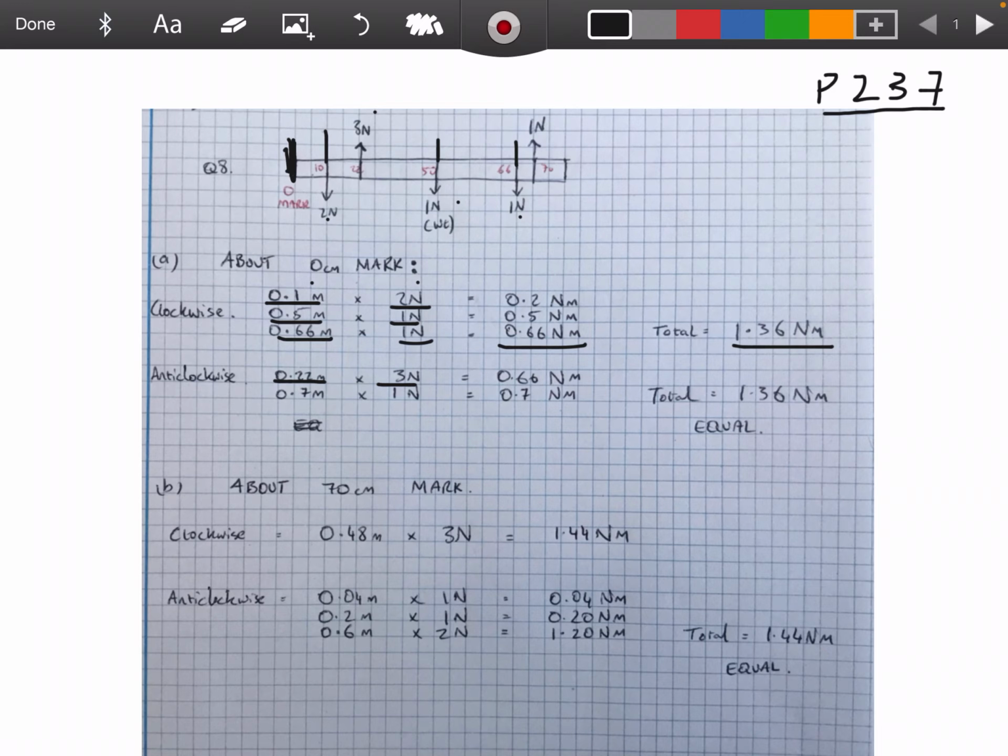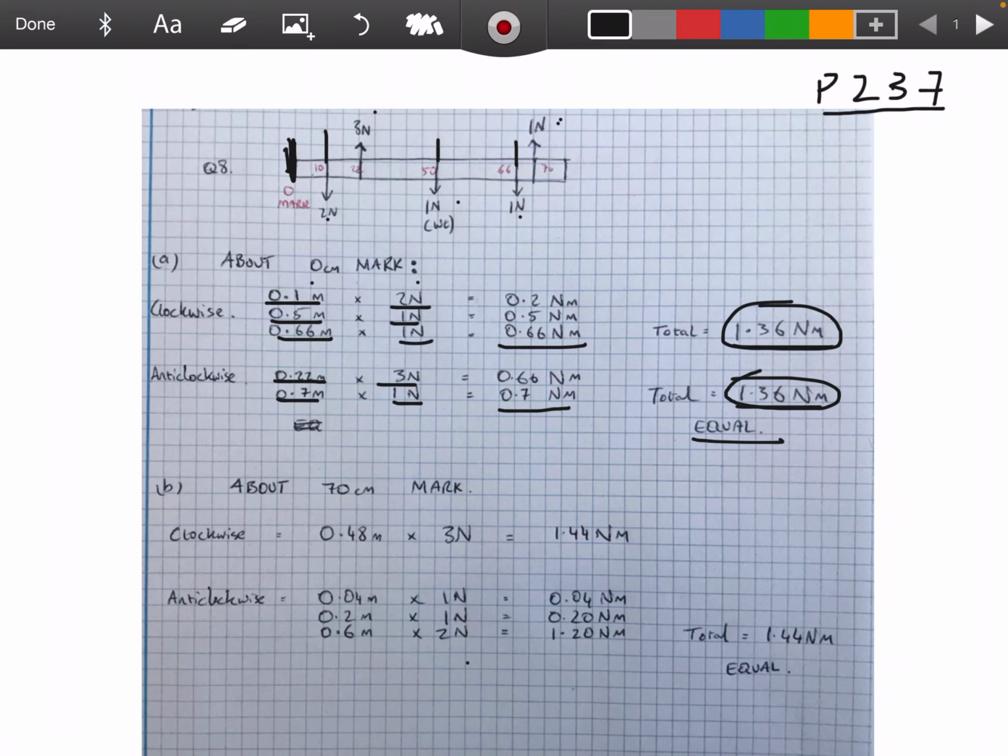And then the one at the far end over here is 70 centimeters away from the 0 mark, or 0.7 meters, and it is a 1 newton weight or force. So again, multiply force by distance to get your newton meter values, add them together, and you can see that the clockwise ones add up to 1.36 newton meters. The anti-clockwise ones also add up to 1.36 newton meters. Therefore, they are equal.